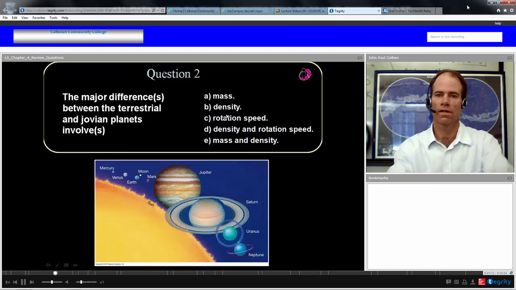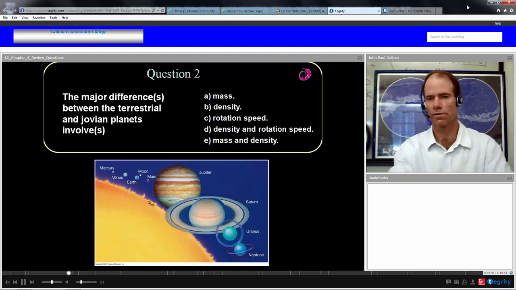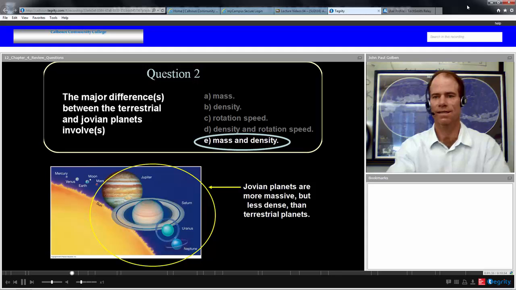The Jovian planets rotate faster than the terrestrial planets, but that's on the order of hours, maybe 10 hours to 16 or 17 hours, and of course the Earth is 24 hours, so that's not as much a difference as the mass and the density. So we would say that the major difference would be the mass and the density.